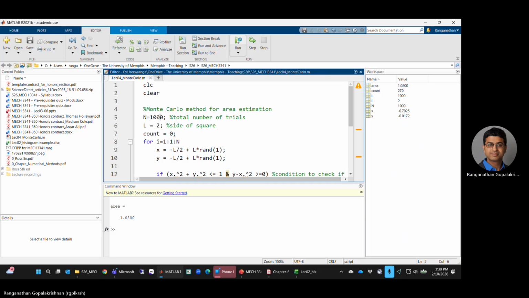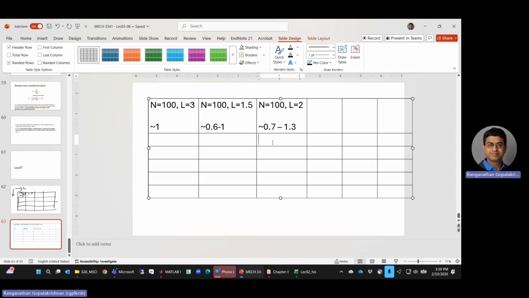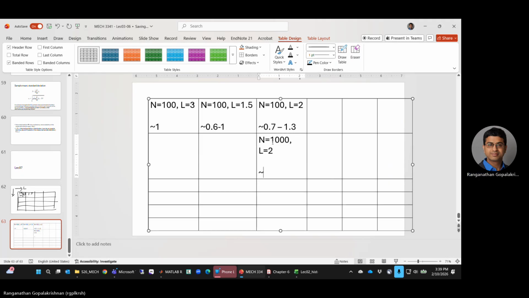And what I want you to do now is run this like 5 to 10 times and see the spread of values. Previously, what was it? Now, what is it? 1,000 trials, L equals 2. The spread has gotten much narrower, right? So what is it now? It's somewhere between 0.9 and 1.1, I would say. So for N equals 100 and L equals 2, it's between around 0.9 and 1.1.